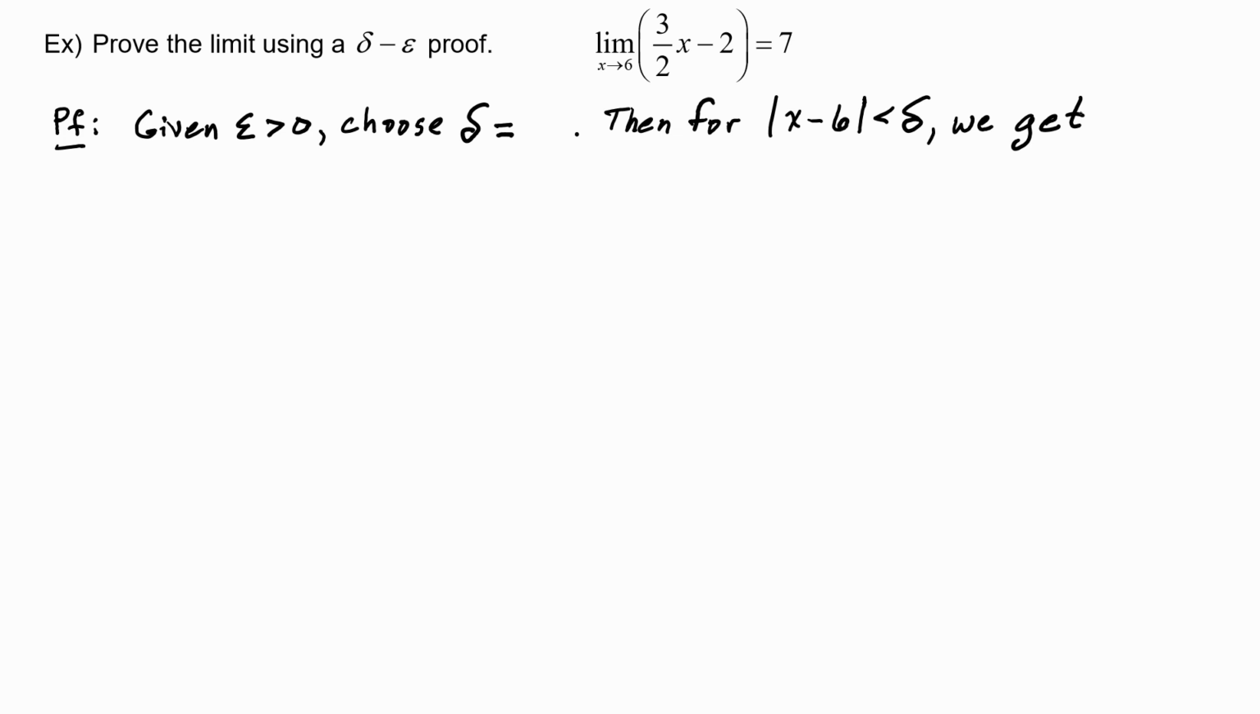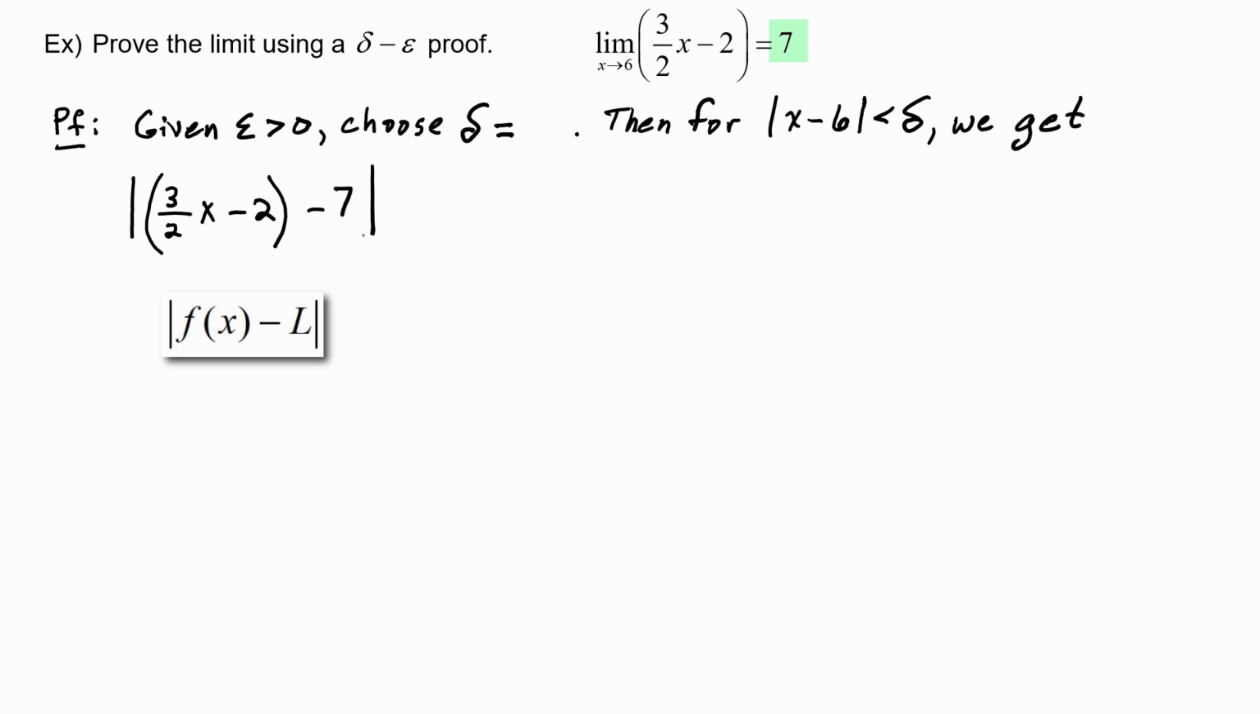Now we have to look at proving that the absolute value of f of x minus L can be worked out to be less than epsilon. We have absolute value of f of x, which is 3 over 2x minus 2, and we have to subtract L, which is 7, and we want to show that that will work out to be less than epsilon. So let's do some algebra to simplify this.